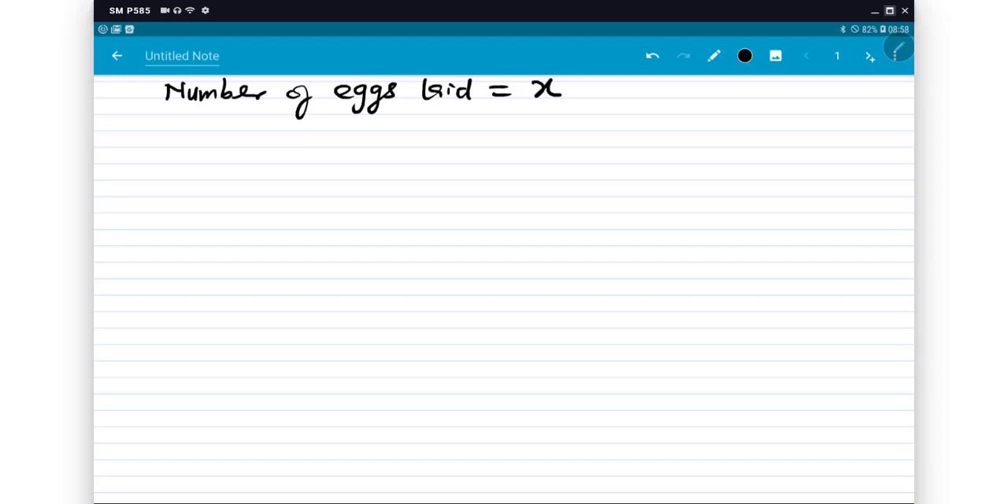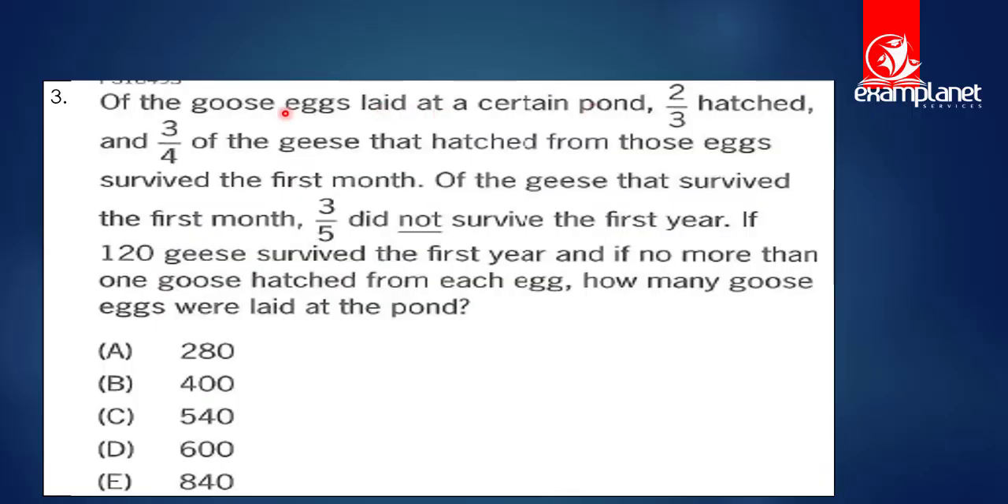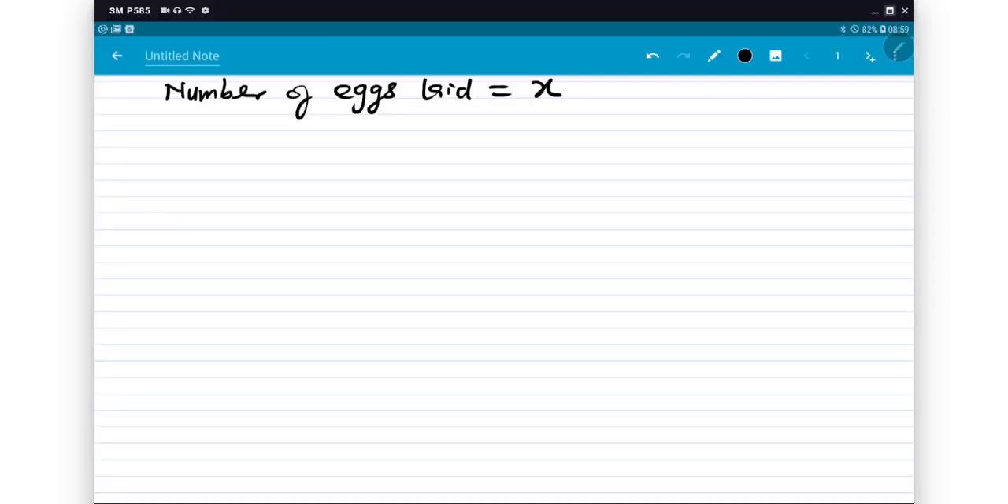Okay, now the question says of the goose eggs laid at a certain pond, that's of the eggs, 2/3 hatched. 2/3 hatched. So what does that mean? It means hatched. Let me put it that way. Hatched. That means 2/3 of x. So that was 2 over 3 x. Alright? 2 over 3 x. Okay, let's continue.